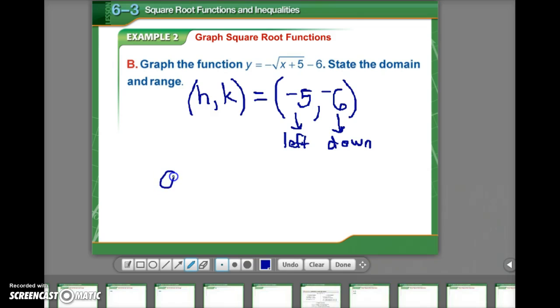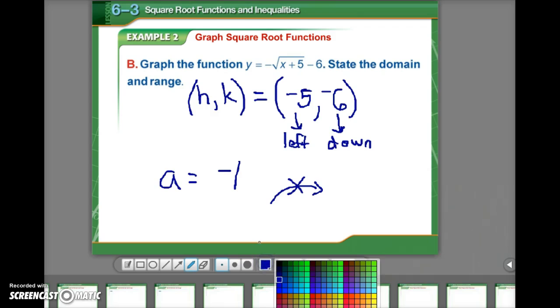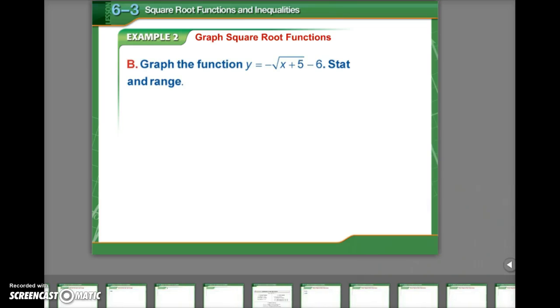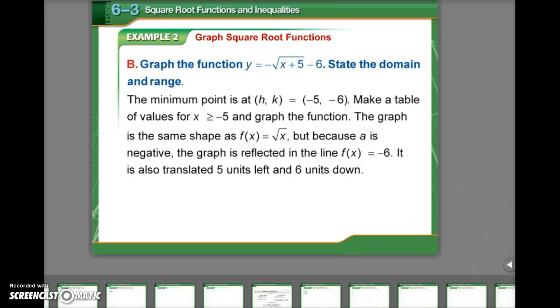And my a value is the thing that's in front of the square root. That's the negative sign, which means it's negative 1, which means it's flipped over the x-axis. So instead of it looking like this, it's not going to look like that. Instead, let me change colors so you can see the difference. It's going to look something like that in green. This tells me it's flipped over like that, and it's going to look like this green graph. And this slide's pretty much going to summarize what I just said. Let's go on to the next slide.